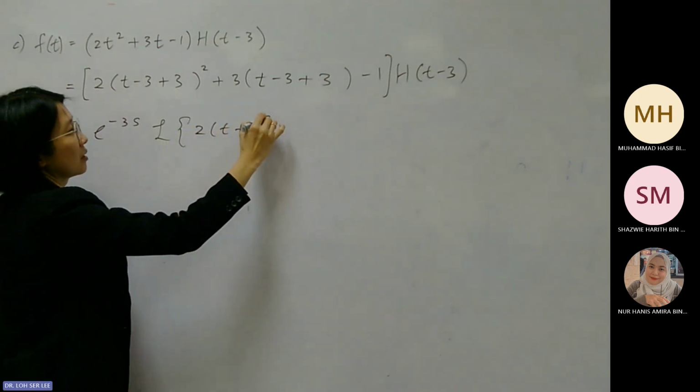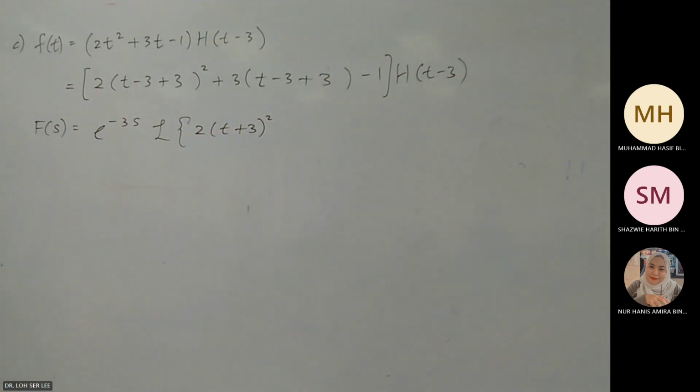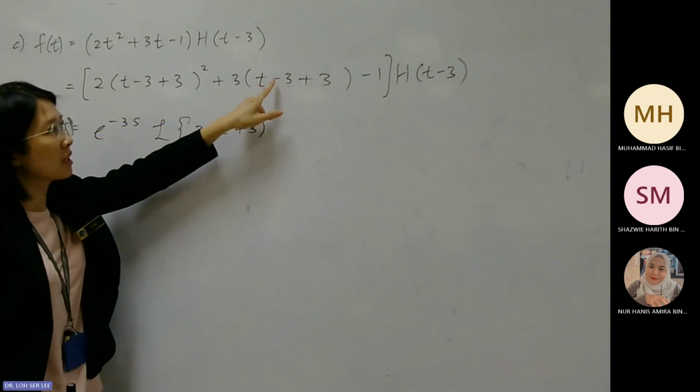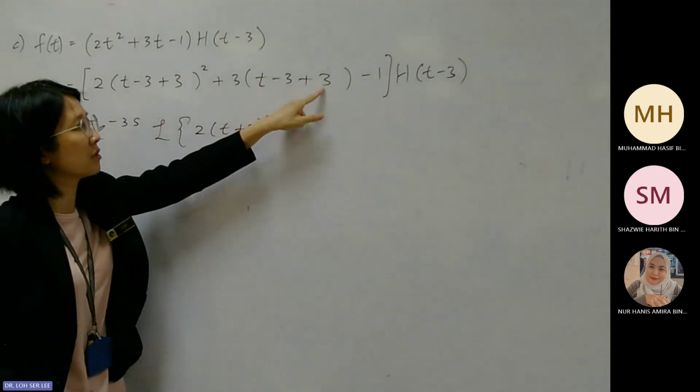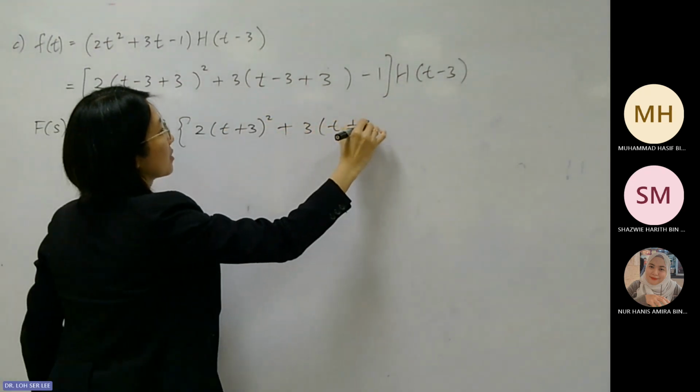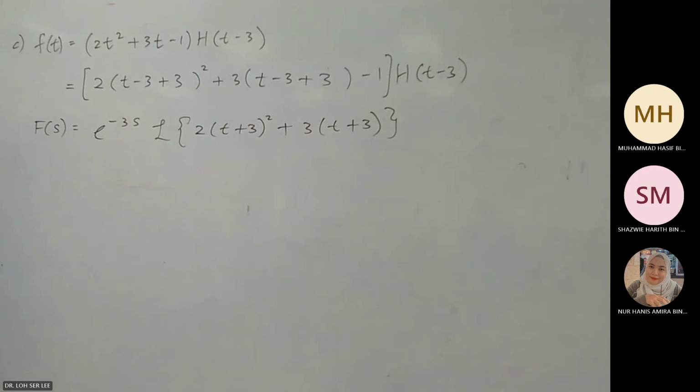And then here, when you take out the minus 3, you have t plus 3, so 2(t plus 3) squared. Then goes to this. Once you take out the minus 3, you have t plus 3, so plus 3(t plus 3). Then expand, simplify, Laplace transform.